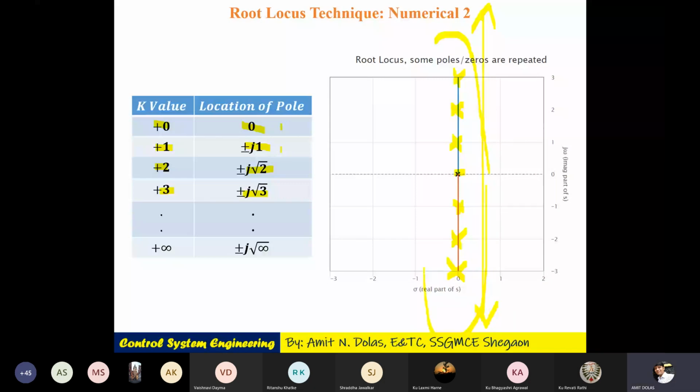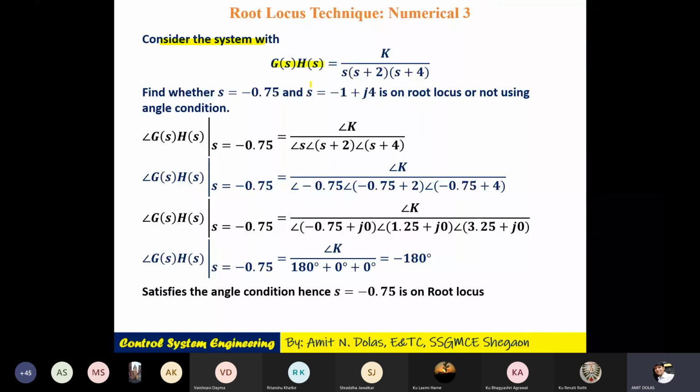Consider the system with this G and H will be K upon S into S plus 2 into S plus 4. Find where S is equal to minus 0.75 and S is equal to minus 1 plus J4. Such examples come up: is it on the root locus or not, using the angle condition. What do we have to find out? In this transfer function, whether this point is on the root locus or not, and also whether this point is on the root locus or not.